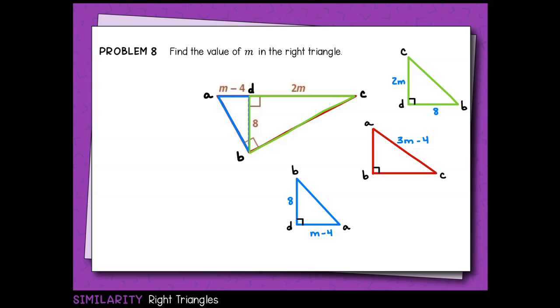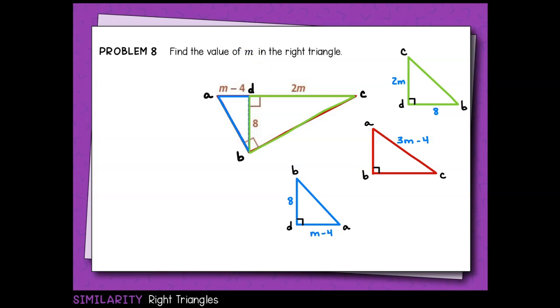Now let's check out a few things here. The red triangle, I only know the hypotenuse. With the blue triangle, I know both the base and the height, and I see that those are analogous to the base and the height of the green triangle. Overall, in this question, I'm asked to find the value of m.